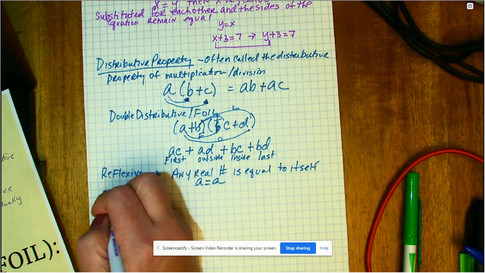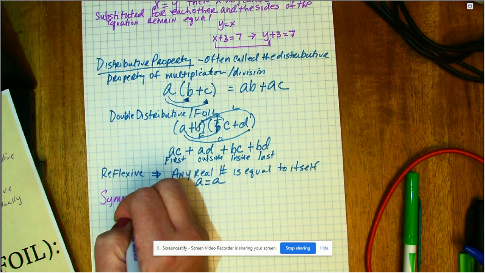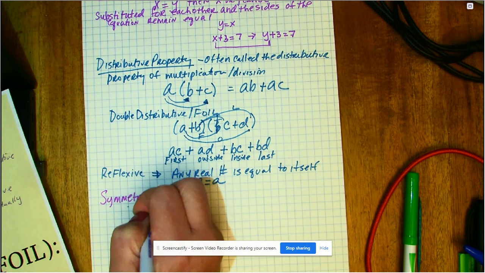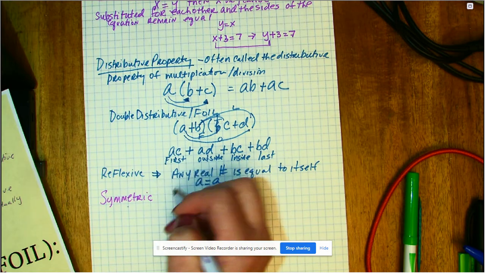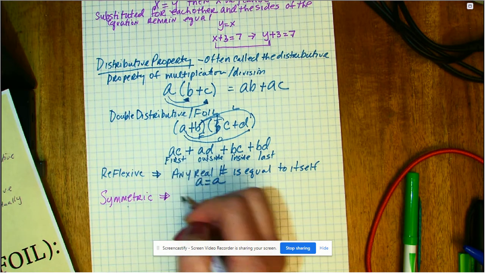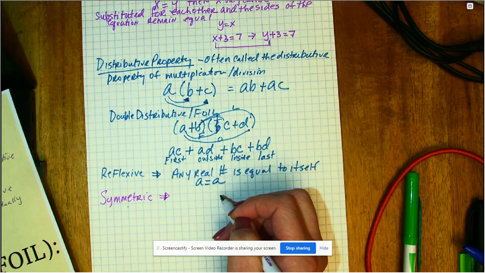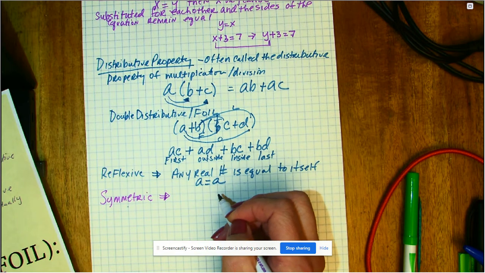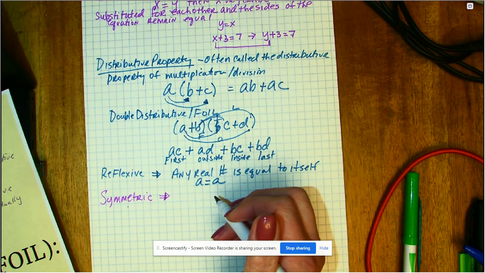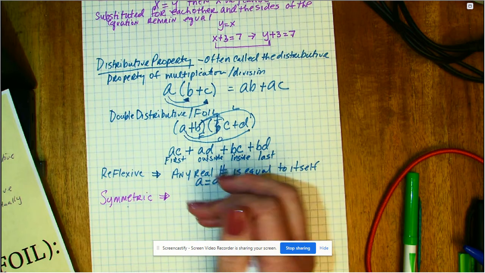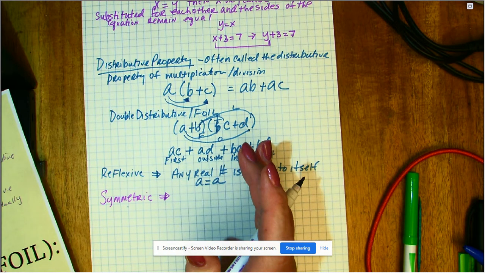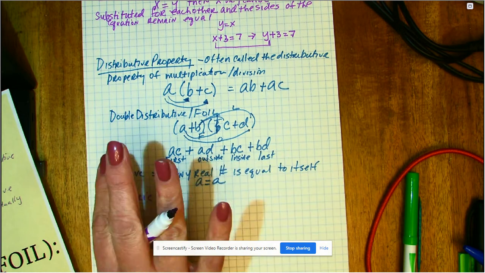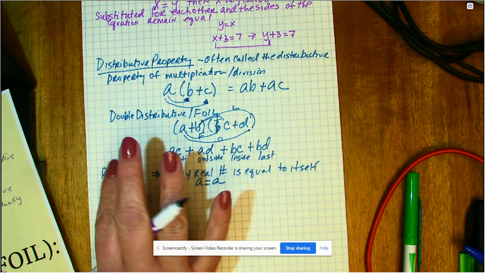Okay, symmetric. I like to liken this to, you're going to make that pumpkin, you fold it over, you draw half the pumpkin or half the Christmas tree, and you cut it out, and then you have two equal sides. And when you're looking at them, it doesn't matter which side you're looking at, they look exactly the same.